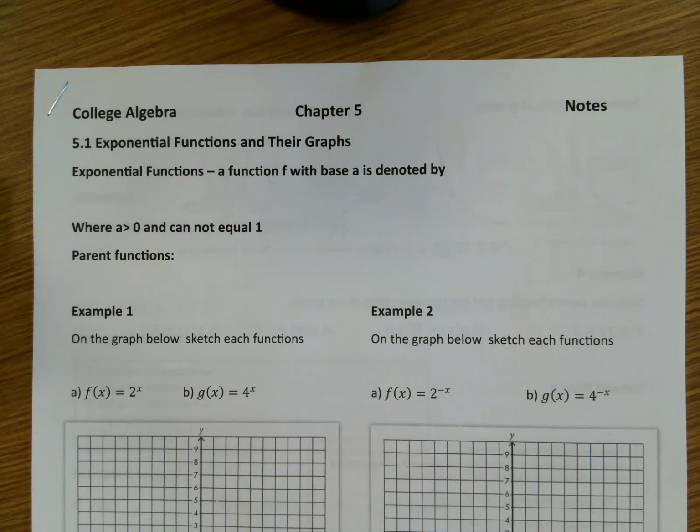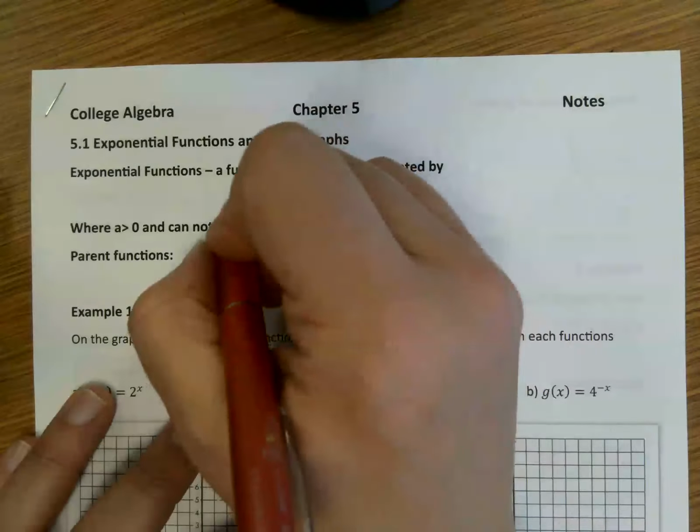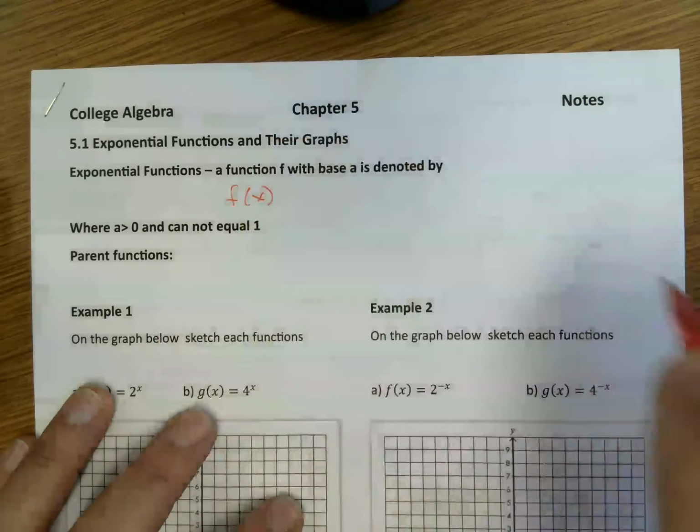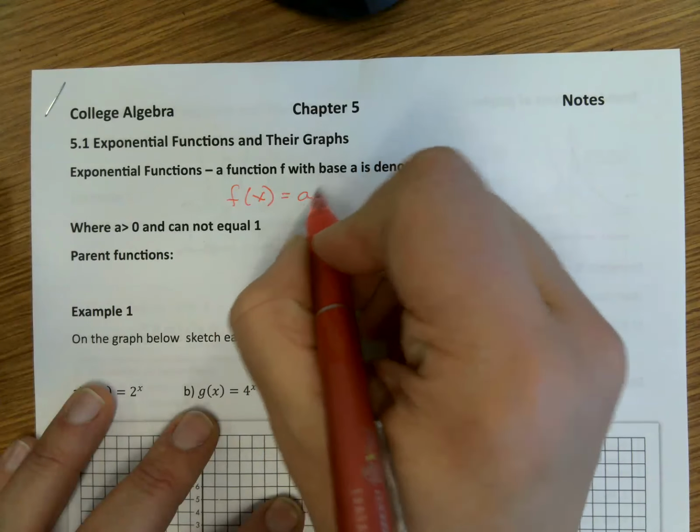5.1. We're doing exponential functions. If you know exponentials, we have properties of exponents, we have logarithms, we have all the great stuff. So first, exponential functions. A function f with base a is noted like this.